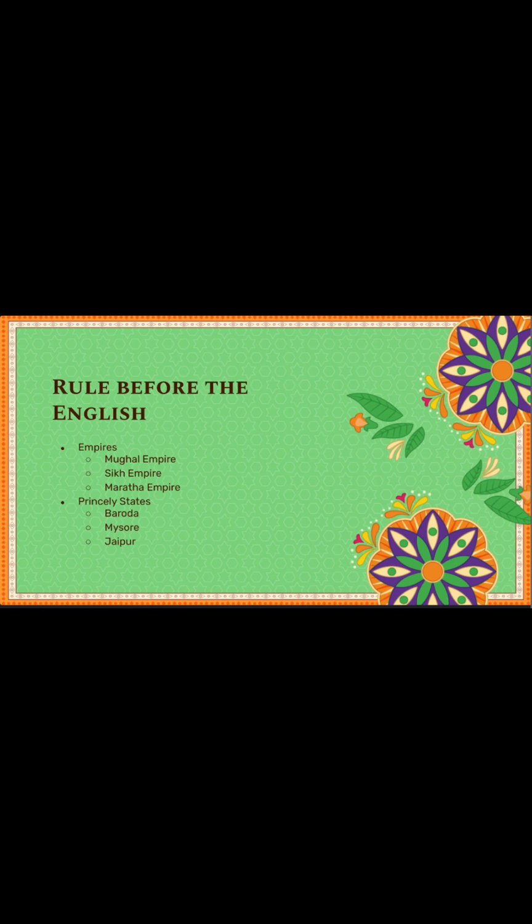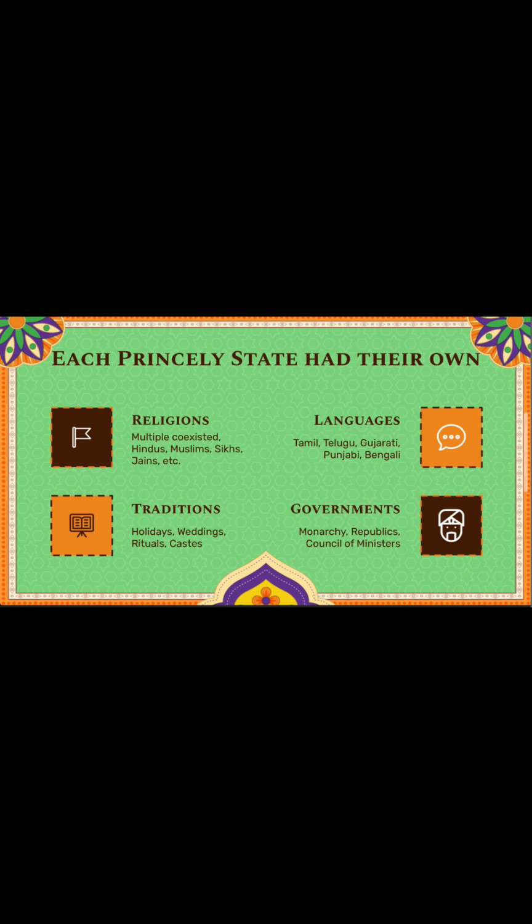Before the English, the Indian subcontinent was ruled by many empires, such as the Mughal, Sikh, and Maratha Empire. The British East India Company ruled some provinces known as princely states indirectly, some examples of which include Baroda, where my family is from, Mysore, and Jaipur. These princely states would have different coexisting religions, languages, traditions, and governments.